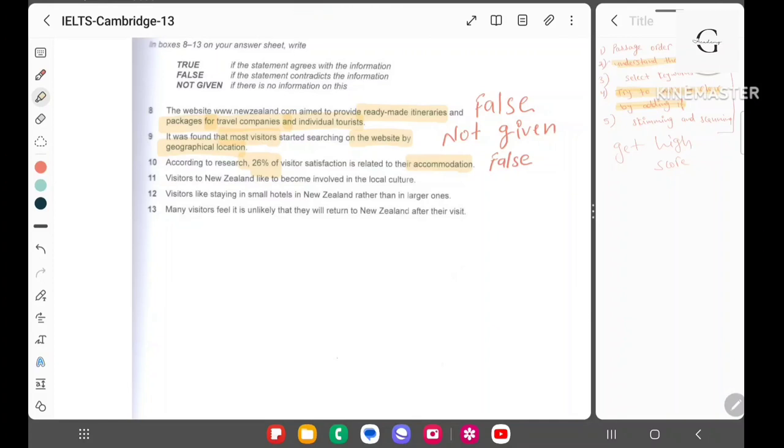Visitors to New Zealand like to become involved in the local culture. So my question keywords are visitors, involved, like. So these are my keywords, and I'm using my fourth tip now.